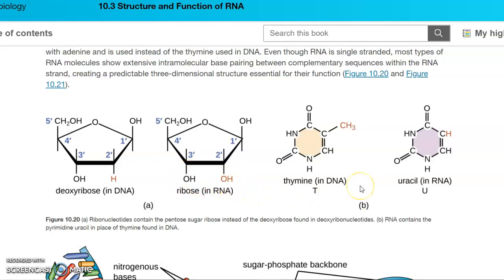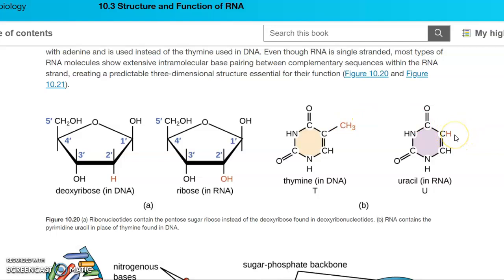The other big difference is in DNA we have thymine, but in RNA we do not have thymine. Instead of thymine we have uracil. Again, pretty similar structure. The main difference is this little piece right here. We don't have that piece hanging off in uracil.